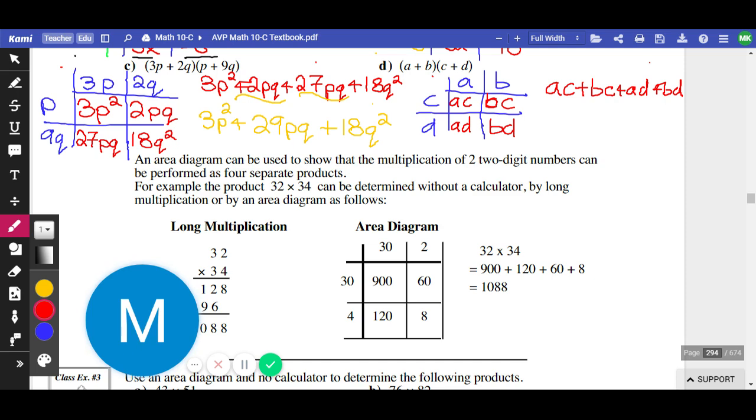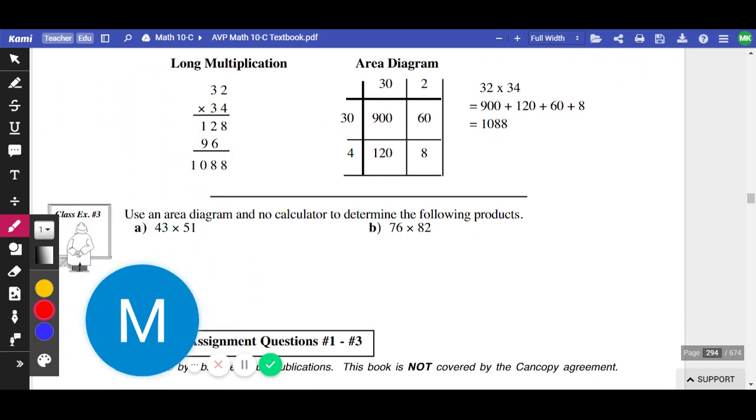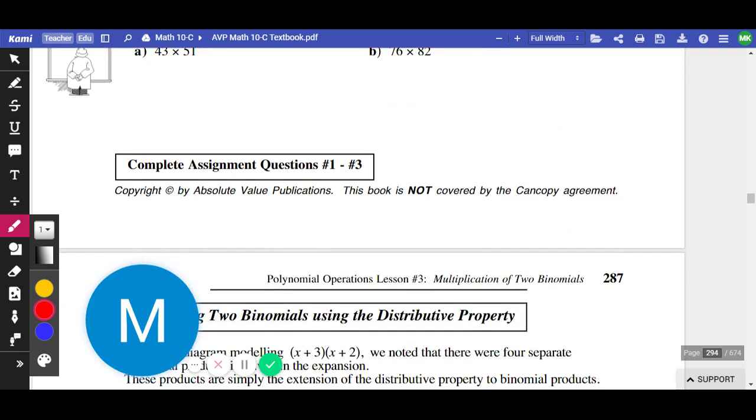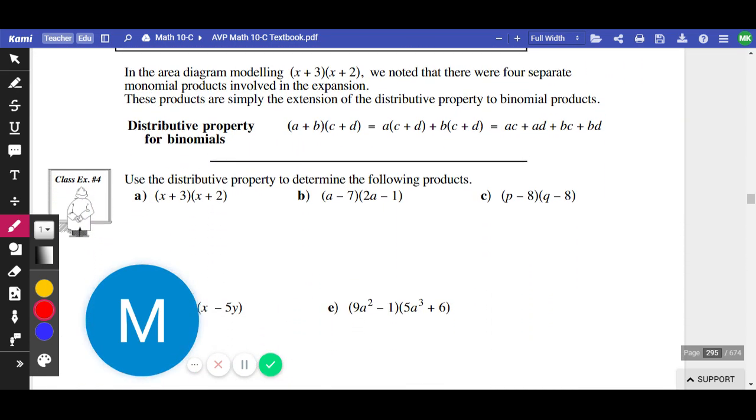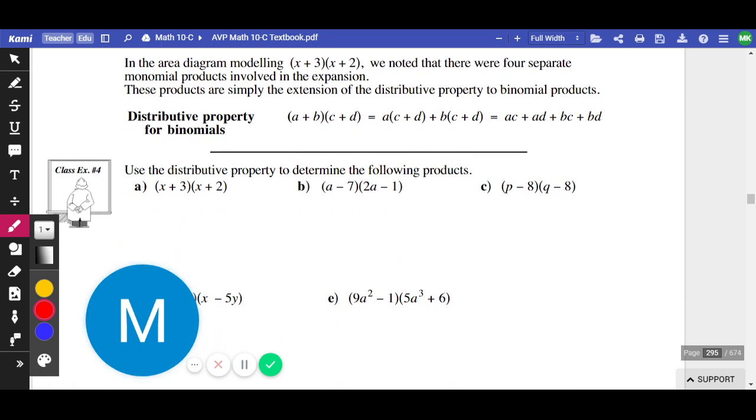There is another way to do these questions. We're going to skip past using area diagrams on numbers because that's hogwash. And we're going to come down here to doing the distributive property on binomials times binomials, where we have polynomials together. They show it their way. I don't like their way. I don't know why. Maybe I just think I'm better than them. I don't know. But I'll show you my way.